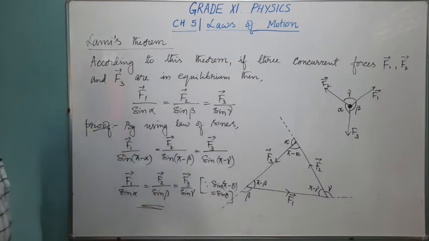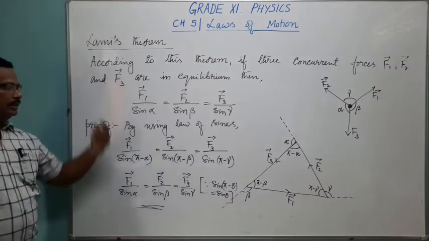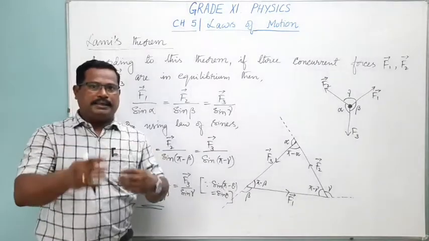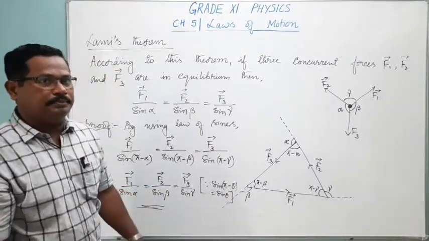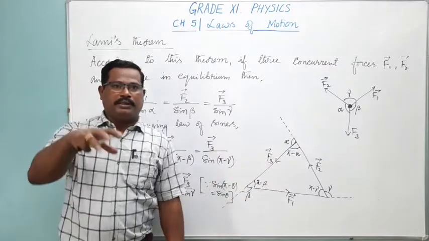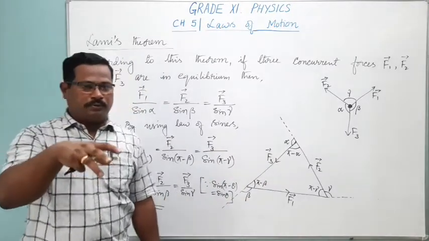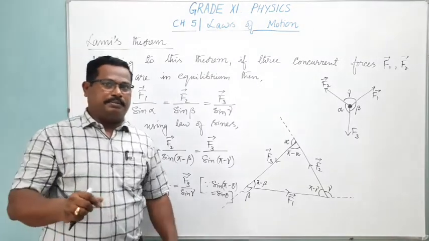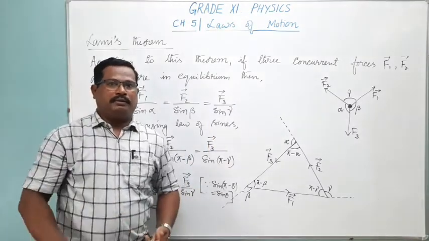That's all. Like this, you can simply get the Leibniz theorem from the law of sines. Both are the same law. The only difference is that Leibniz theorem is used for concurrent forces, particularly three vector quantities only. If there are 4 forces, your law of sine is applicable to all the other vectors.